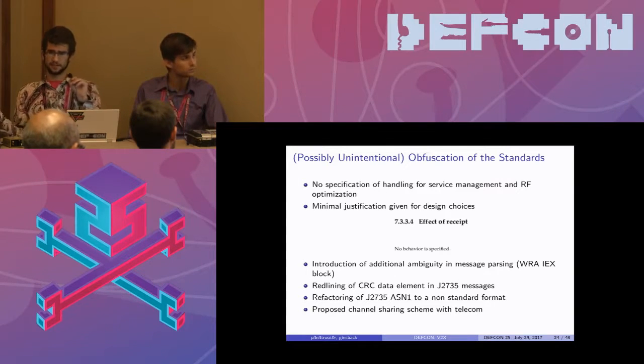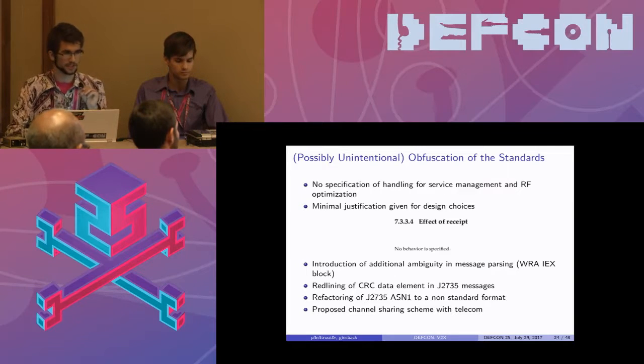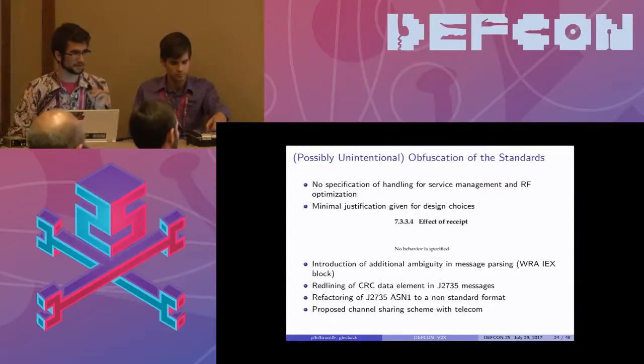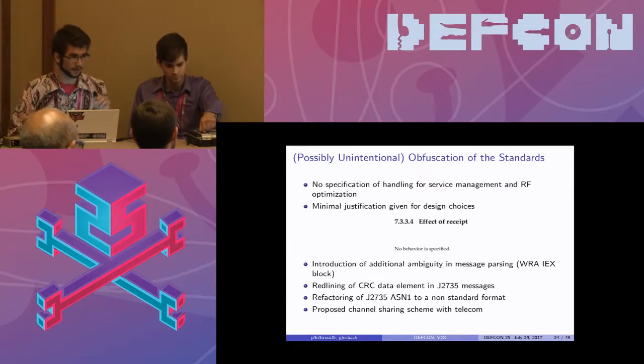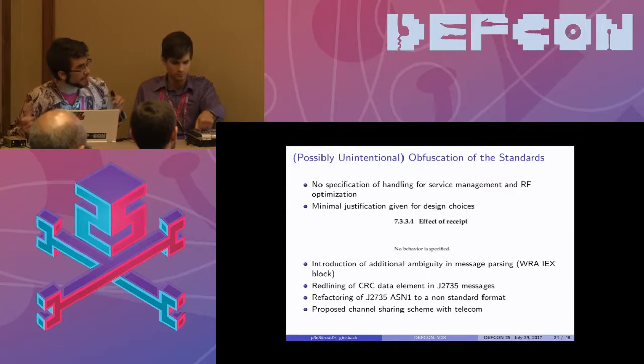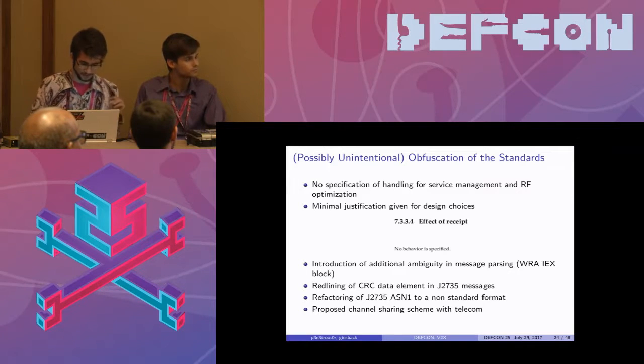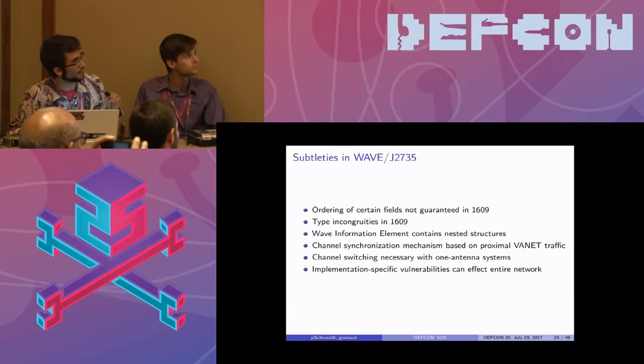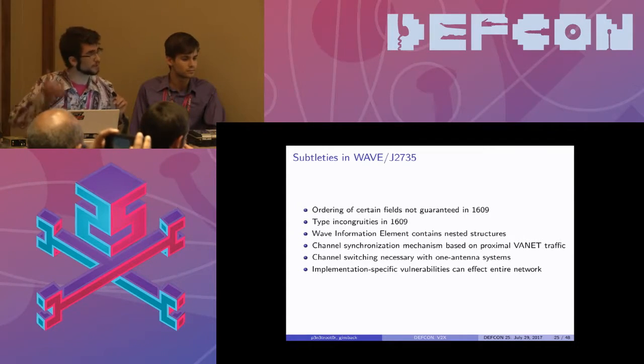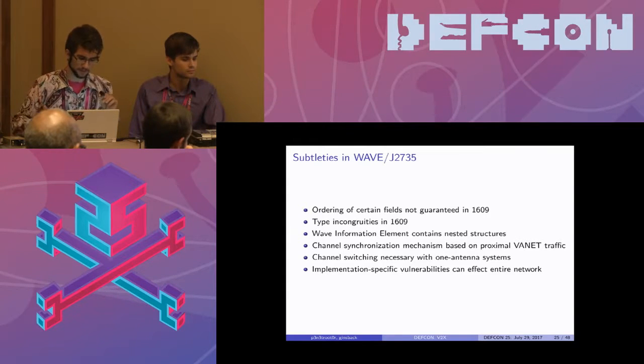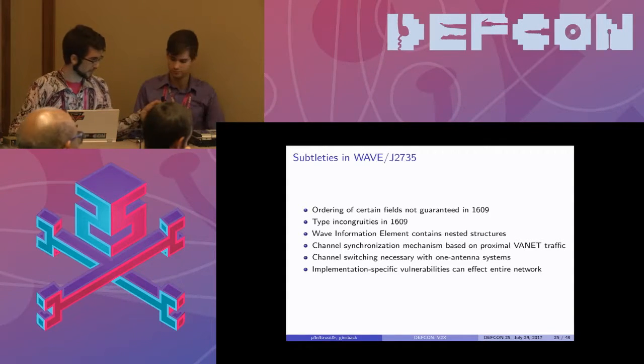After 15 years of reservation for the ITS bands for use in intelligent transportation systems, now suddenly they're up for sale to the telecoms, talking about being used for LTE. And we just described the overhauls of the ASN.1 and ASN.2, a non-standard format. And furthermore, there's a lot of ambiguity that existed previously in the standards.